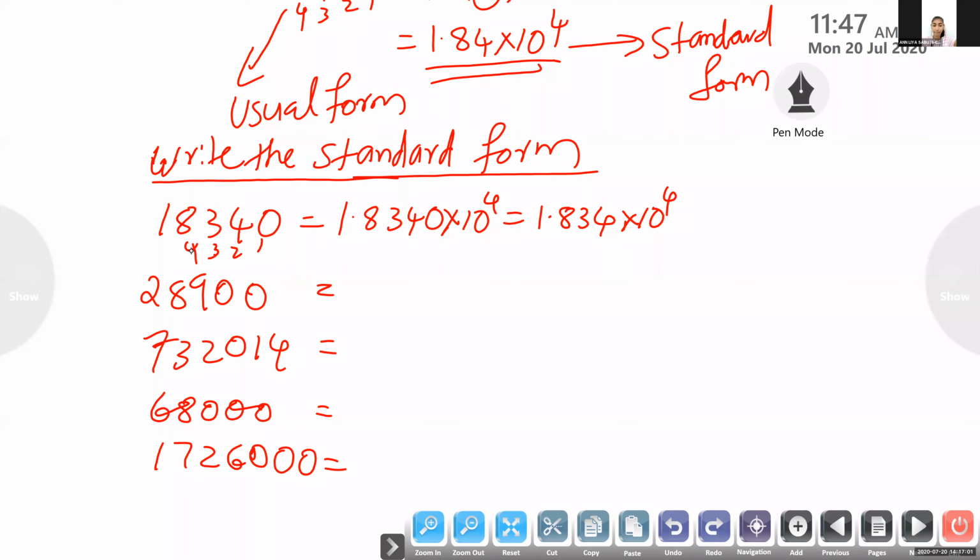Yes, ma'am. Okay. So the second one we will write in the form 2 point. How many places? 1, 2, 3, 4. 2.89 into 10 raised to 4.